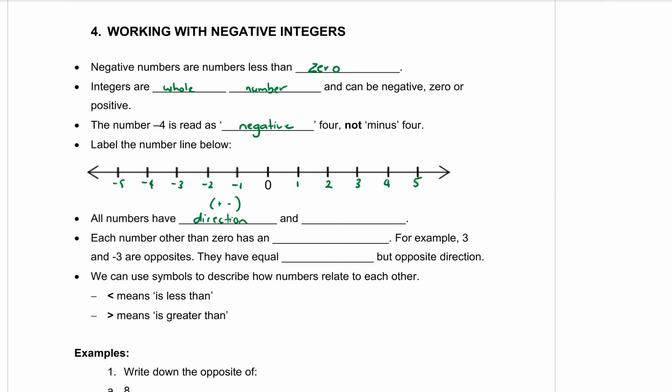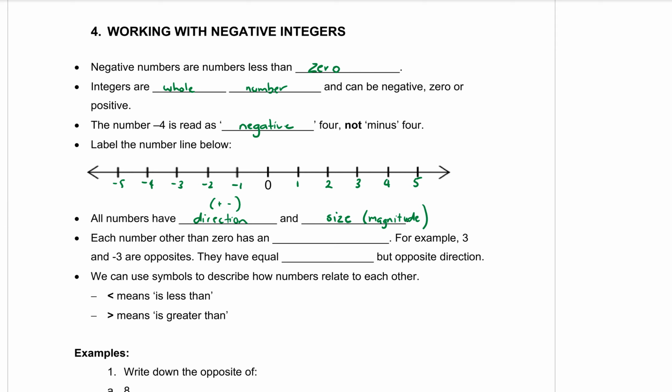Numbers also have a size. Okay, size, or in other words, you could put in brackets there, magnitude. That's a bit of a scientific word, that one. They mean the same thing, size or magnitude. So the numbers 5 and -5, they have the same size, but they are in different directions. One's on the positive side and one's on the negative side. You see what I'm saying?